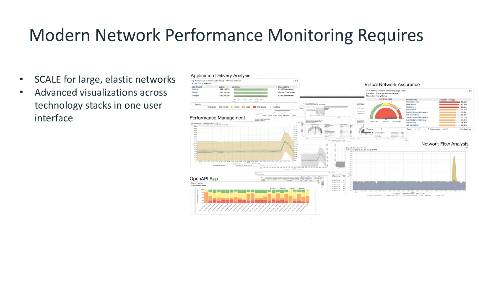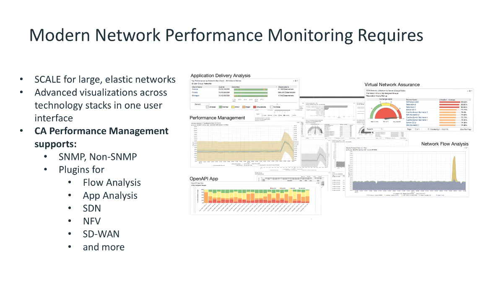So instead of having siloed views of the environment, I want to have a horizontal slice that looks across everything that might affect a service or application that I'm providing to my end users. The way we're able to do this with CA's tools is using a base of CA Performance Management. This product does SNMP, non-SNMP monitoring out of the box. It also has plugins that allow you to do things like flow analysis, application analysis, SDN, SD-WAN type of environments as well. And they all plug into the framework and then are represented in a visualization layer.